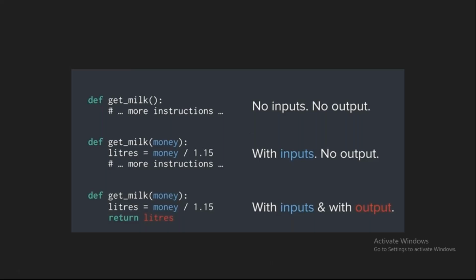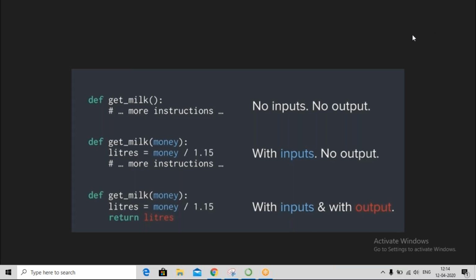Now we have solved this question, and up till now what we have understood about functions is that we could have a function with no input and no output. That was the first function we created, get milk. We could also have a function with input but no output. That was the case when we have money and we want to find out how many liters, right? We could also have a function with an input as well as output. That was the function we have just seen, right?